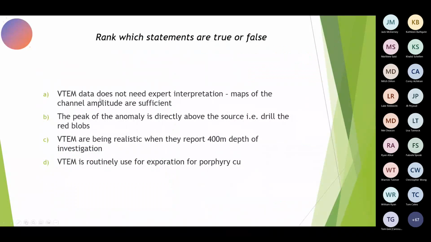So rank these statements. This is a different type of interaction. Hopefully you can do that. Did you do it this way? Yeah, good. So you guys know the answer to A now because I've drummed it in. Don't use the channel amplitude grids, all right? But how about B? Can we drill that red blob that we found, now that I've shown you where you can see it on the channel amplitude? Can we drill it just like it is?